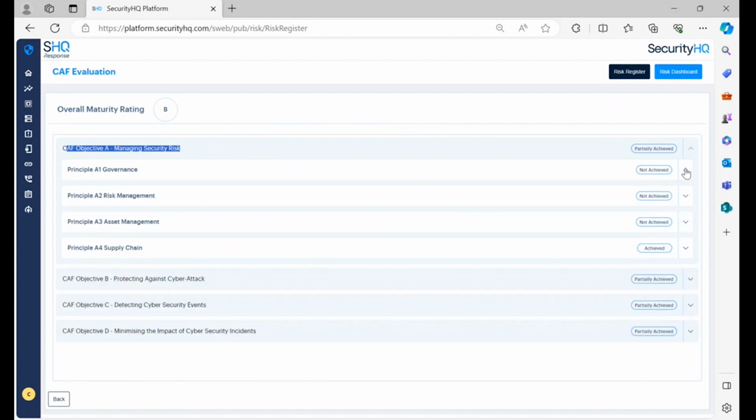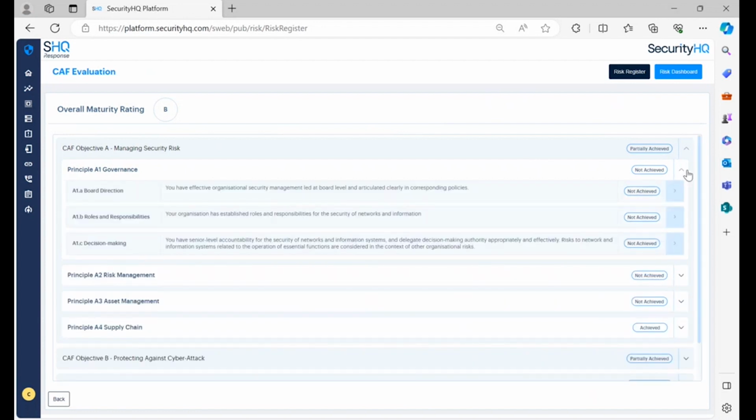So that gives you a sense already that this is really talking about those managerial type of controls and asking you questions in terms of how you are governing your security, whether you're adherent to those common best practices. You can see here under the principle A1 governance, it starts to ask you questions about whether you have that effective board level oversight and buy-in, whether you have clear roles and responsibilities, whether you have accountability and clear decision making at a senior level.